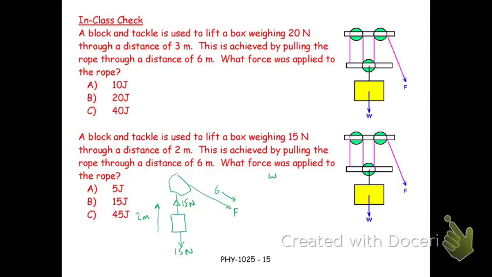So my work on the left is equal to my work on the right. I can say F left times D left is equal to F right times D right. Looking at my diagram, 15 times 2 is equal to F right times 6. So that's 30 over 6 is equal to F right. So F right is equal to 5 newtons. And there it is.